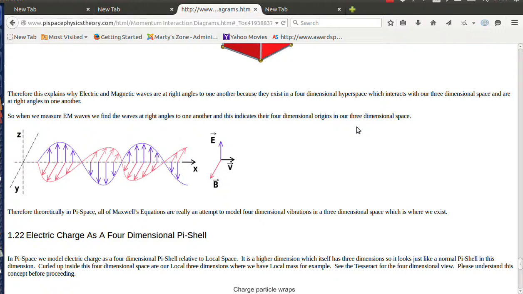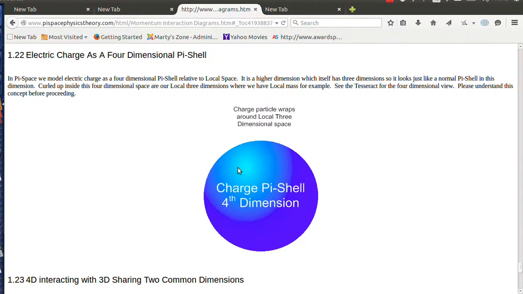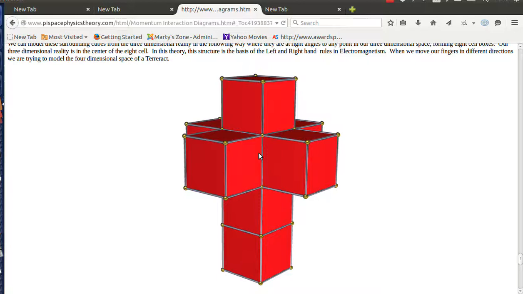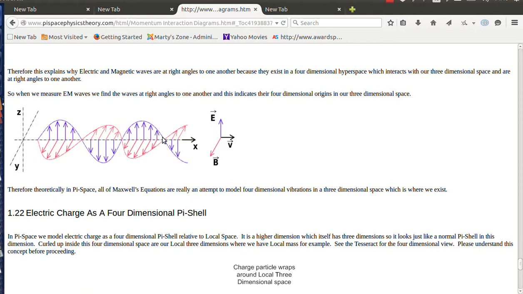So I'll just move on a little bit. The idea is that the charge is a four-dimensional pi shell, which is to say that it exists in the outer cubes. It exists out here. We know it exists because we know that charge has these electromagnetic properties, and then we see properties in these external hypercubes manifesting themselves within our inner one, and we see things like electricity and magnetism in our reality that way. So these are the shared dimensions.